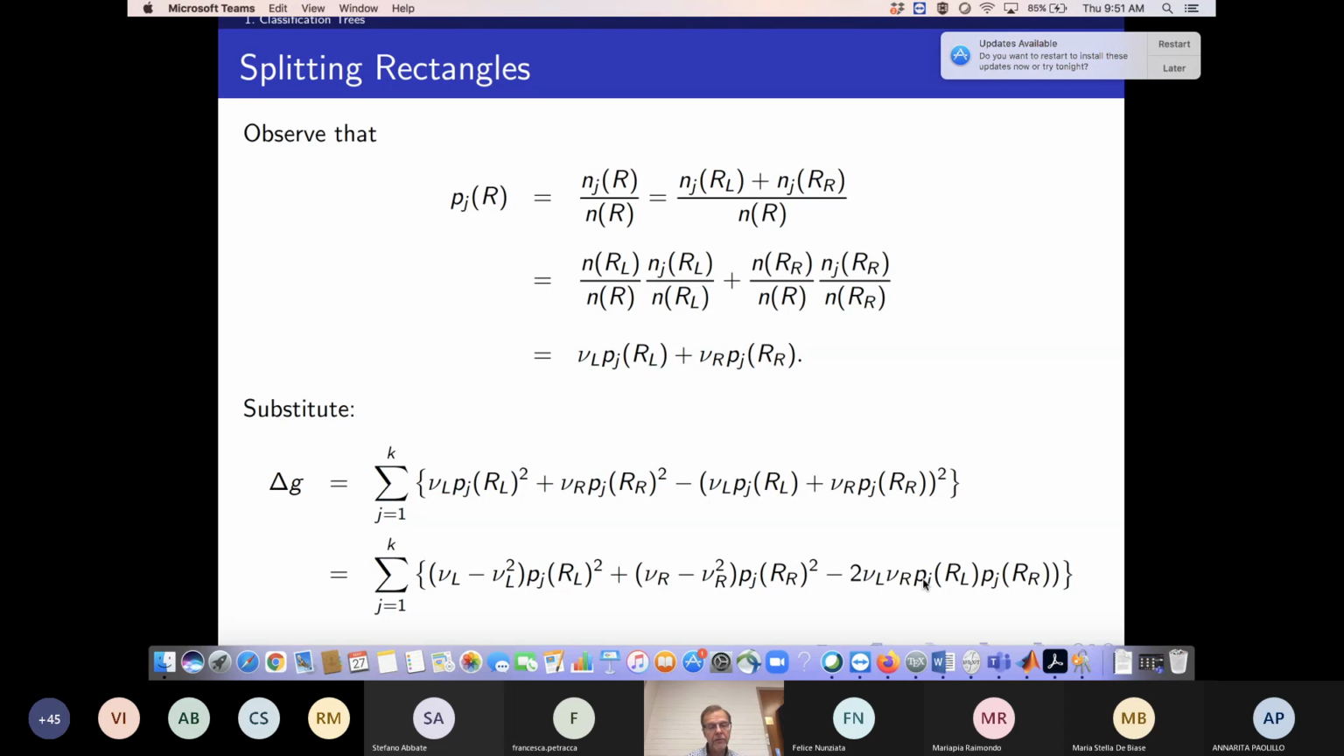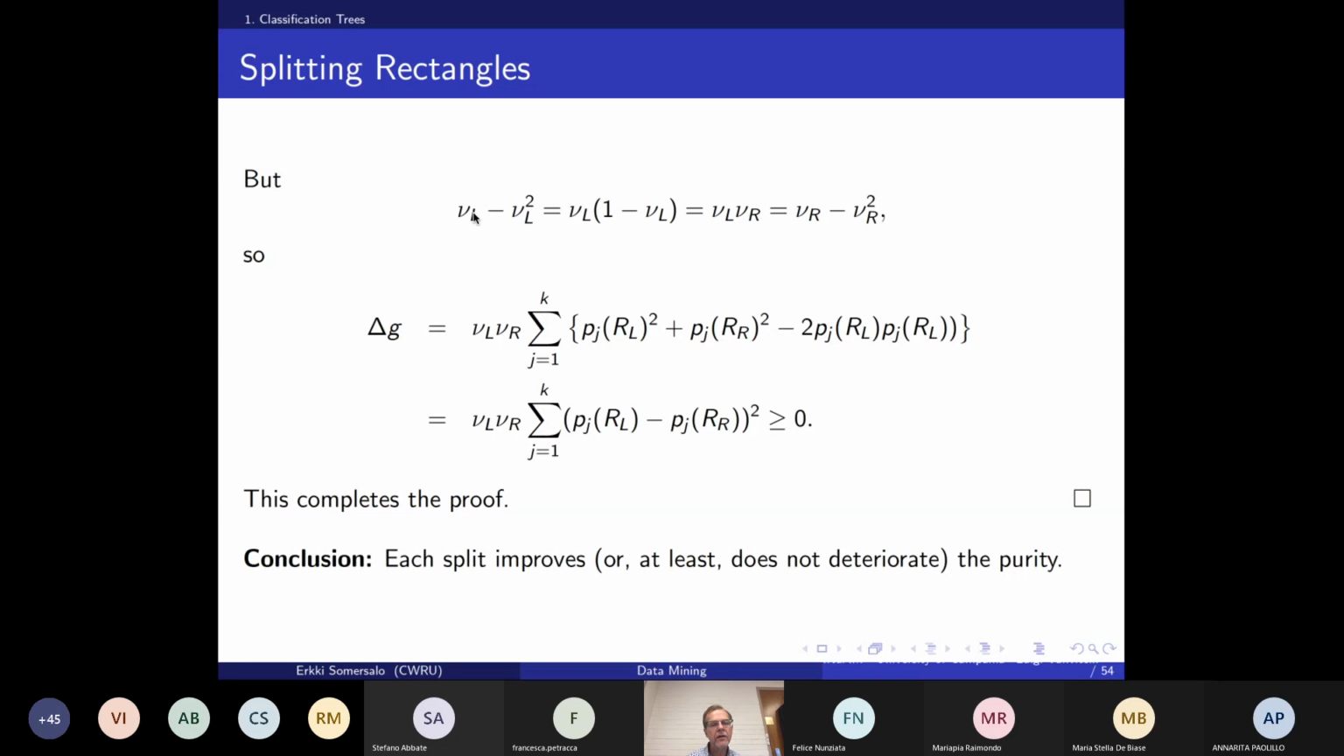And so now I'm using the fact that I'm looking at this quantity nu L minus nu L squared. So I can take nu L as a common factor from here. If I take nu L as a common factor, I get nu L times 1 minus nu L. But remember, these frequencies sum up to 1. So 1 minus nu L is nu R. So this nu L minus nu L squared is simply the frequency nu L times nu R. And the same is true for the right frequencies.